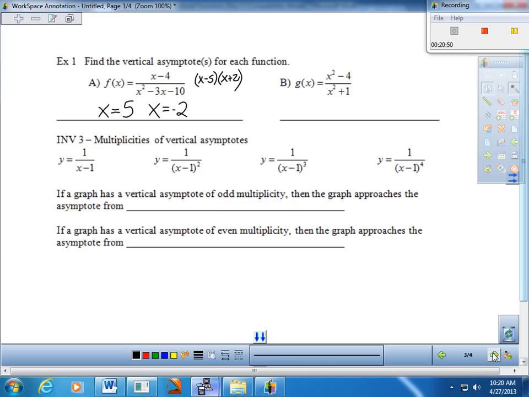All right, how about function g? Any values going to make the denominator 0 here? Nope. And this is the second time seeing it, so keep it in mind if you get an opportunity. If there are no exclusions from the domain, then there really should not be a vertical asymptote here.